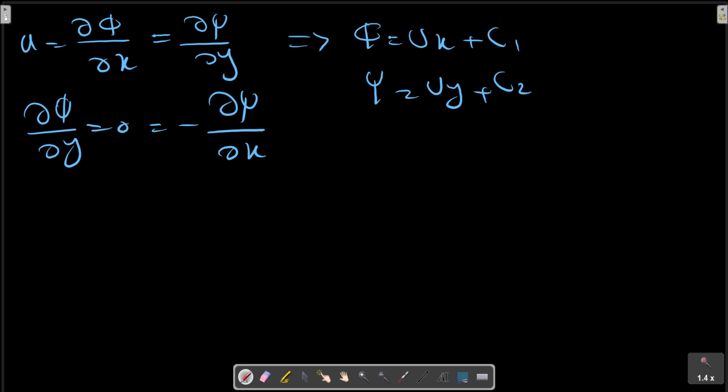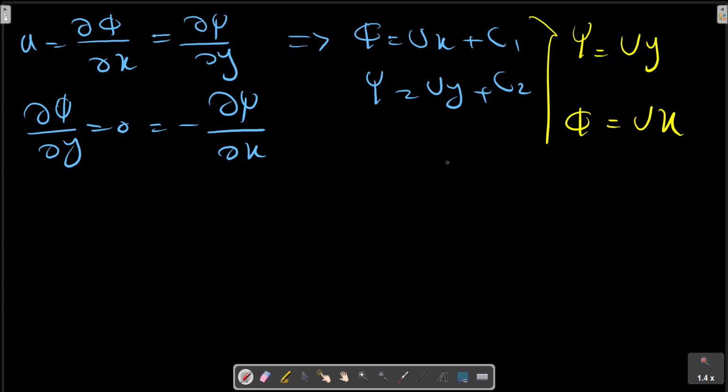We may integrate the expression and discard the constant of integration. If we discard the constant of integration, we can finally have a relation for the stream function psi, and phi equals u x. The streamlines are horizontal straight lines.